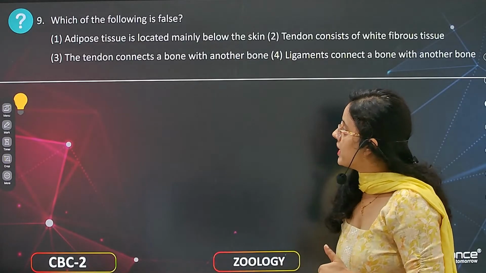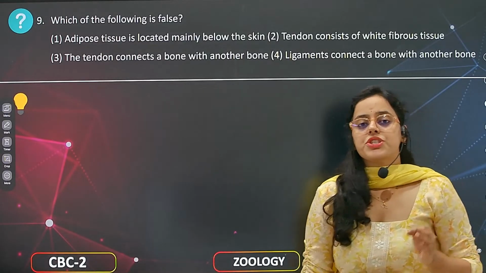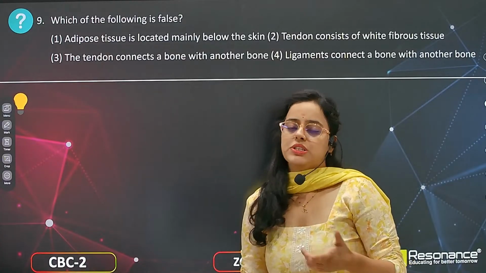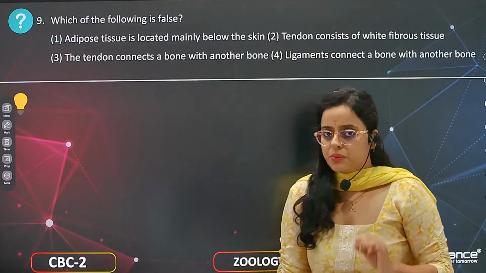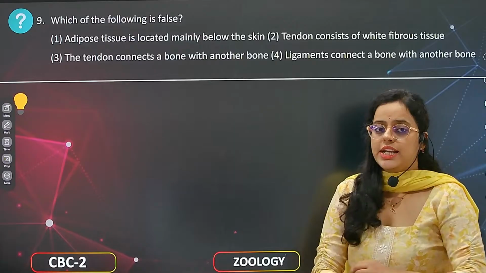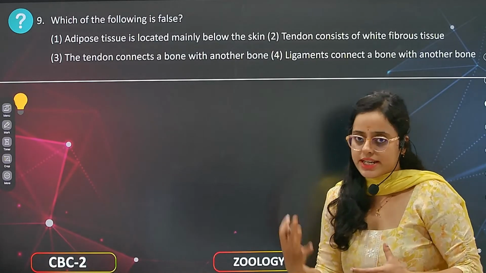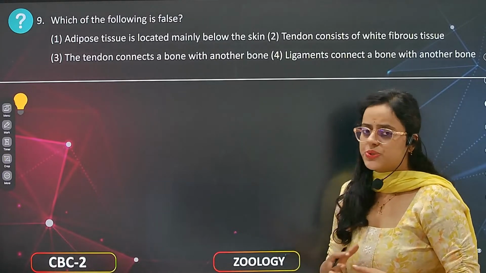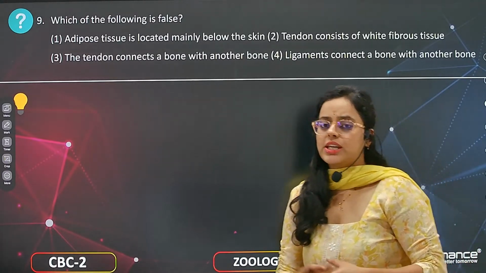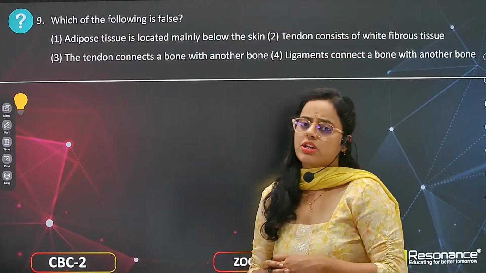Which of the following is false? Adipose tissue is located mainly below the skin. True, this is a true statement because it is generally insulation. It acts as insulation from the external temperature. So adipose tissue is generally located below the skin or lining the sensitive organs.